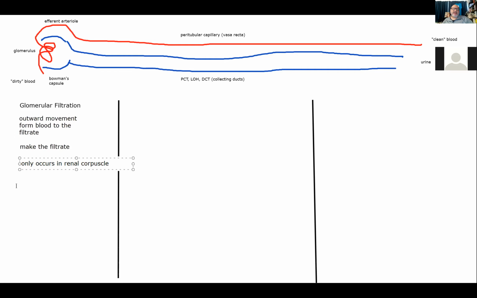And basically, this is a passive process. It relies solely on fluid pressures. We know a little something about that because we talked about capillary exchange way back in the cardiovascular system. And we were able to talk about some of those fluid pressures. And if you remember, they were the hydrostatic pressures and the osmotic pressures. And we'll talk about those again if you don't recall them. But we definitely will talk about those again.